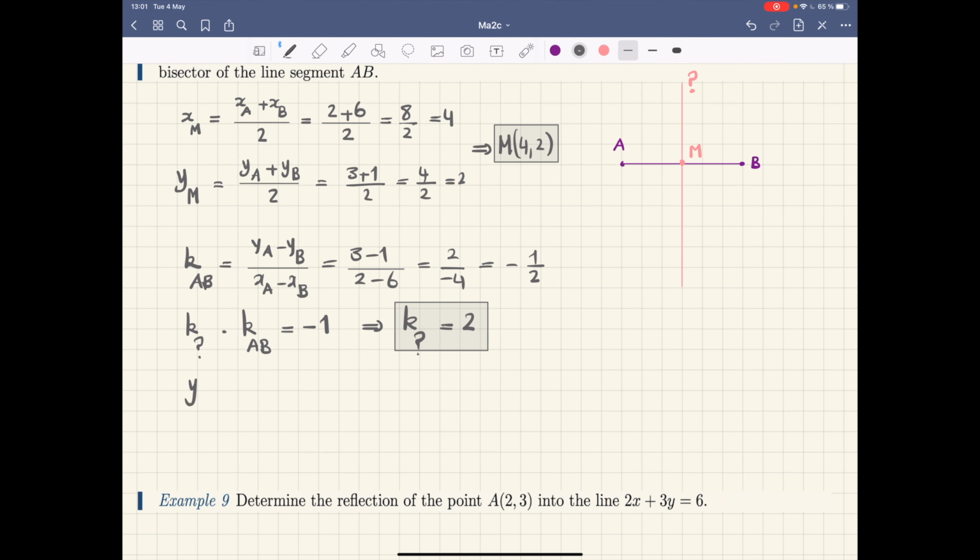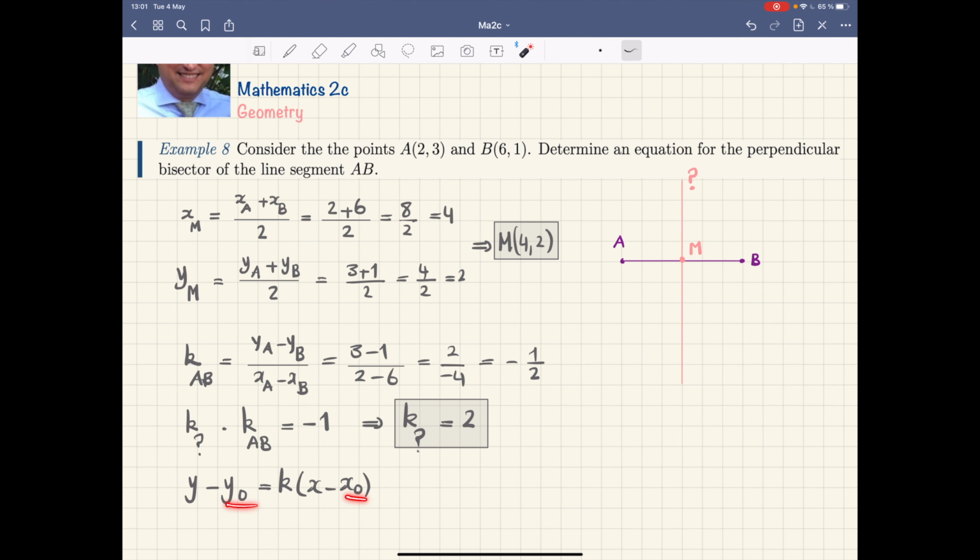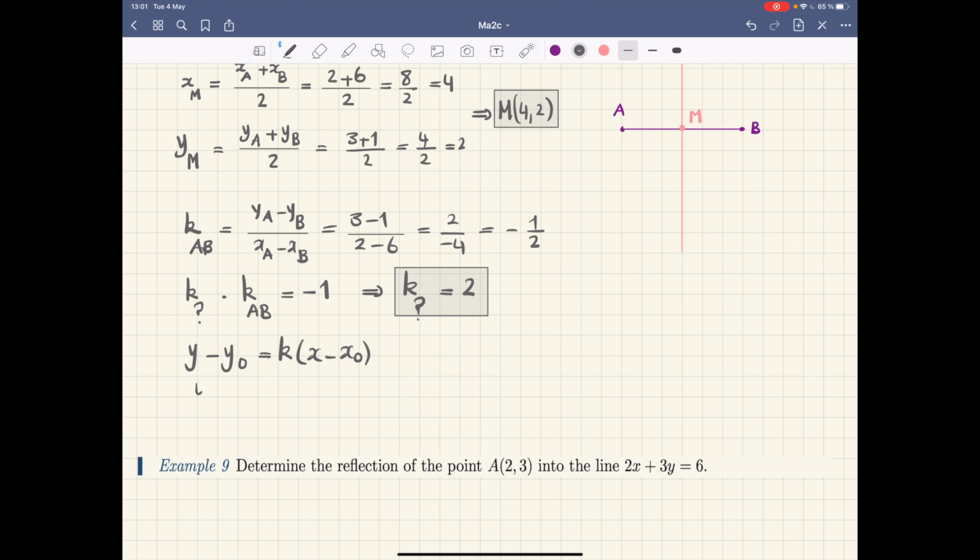I myself prefer to write the one-point equation formula. If you want, you can write the K form with M, but I prefer to do it here. It's extremely important not to confuse the notations. If I ask you what is K, you would say K is 2. If I ask you what are Y node and X node, you would say these are these numbers. So what you write becomes Y minus 2 equals 2 times (X minus 4), and of course, we simplify it as usual.